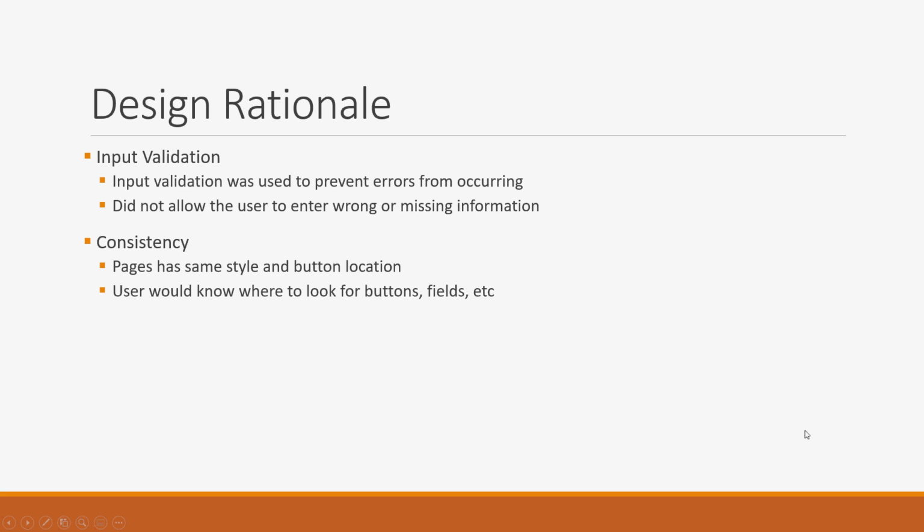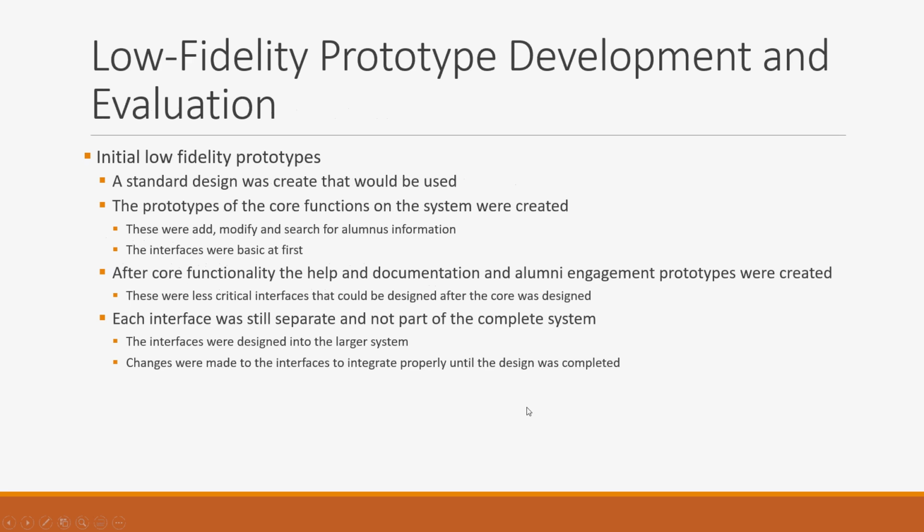Design rationale again is input validation. Basically this prevents the user from making errors. It also prevents them from adding wrong information or trying to add an alumni with missing information. And consistency: all pages have the same style and button location if possible. Style remains the same throughout, but button location might change if needed. Generally, they're in the same spot, so the user knows where to look for those buttons, fields, and whatever else.